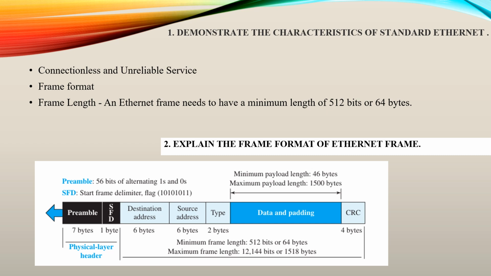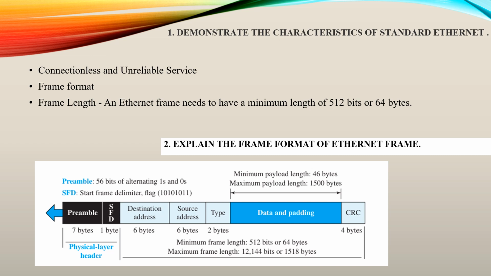And frame format, frame length. This is the frame format of standard Ethernet, where you have preamble, SFD, that is start frame delimiter, destination address, source address, what type of protocol is being used, data, and CRC, cyclic redundancy check. So this is a complete frame format, and it also depends upon the frame length.